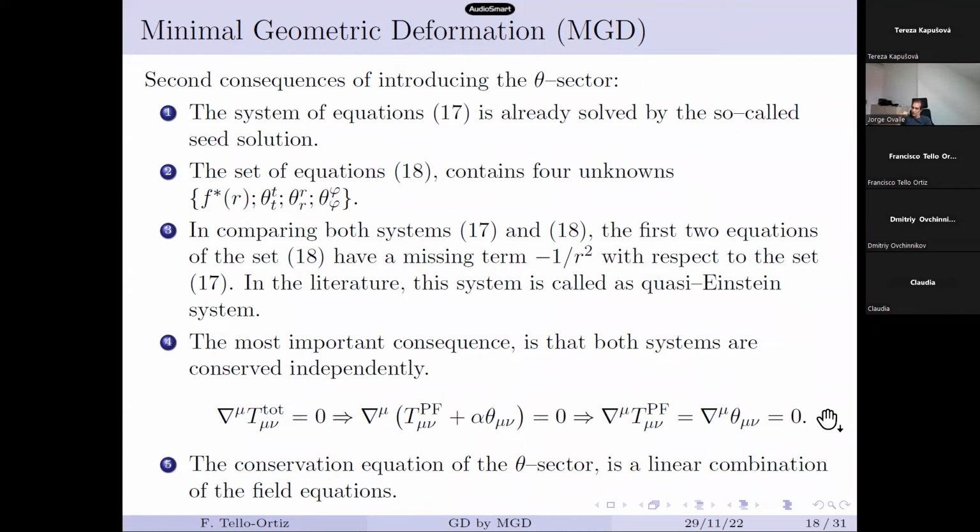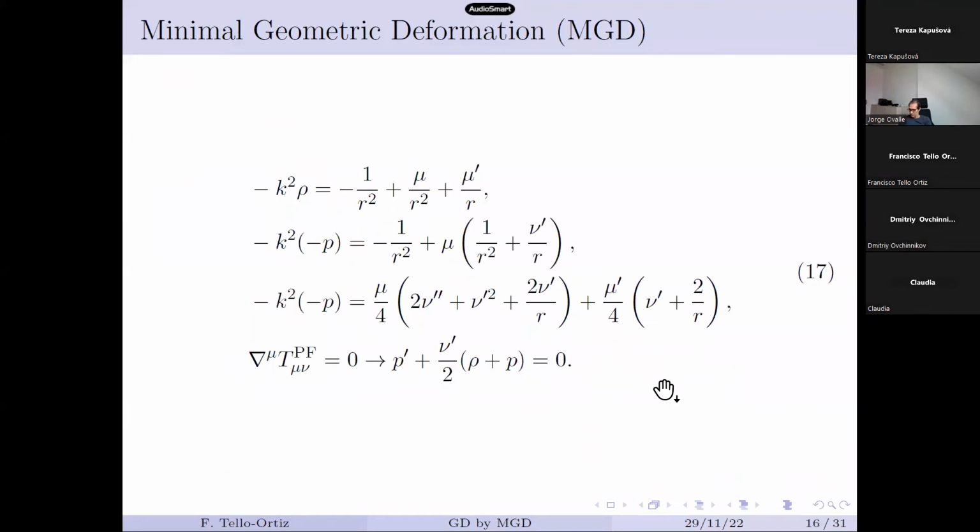Then, after that, you can ask me, for example, but okay, this theta mu nu sector is satisfying the conservation equation. Then how is it possible? Because in Einstein theory, in the pure Einstein theory, this equation is a linear combination of these three equations.